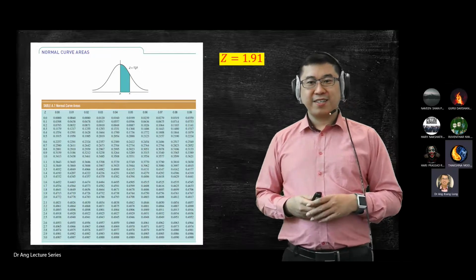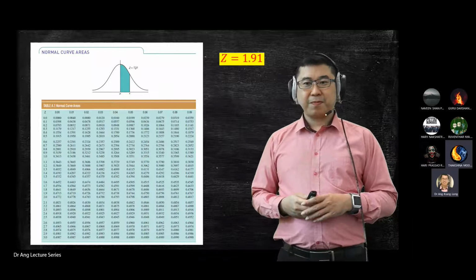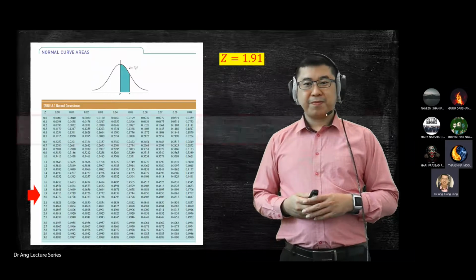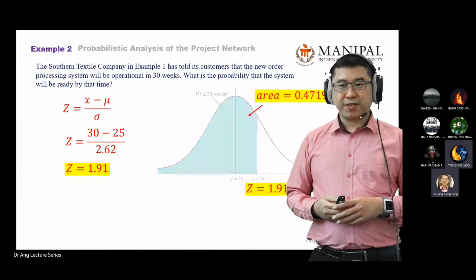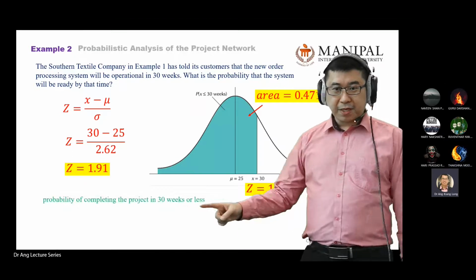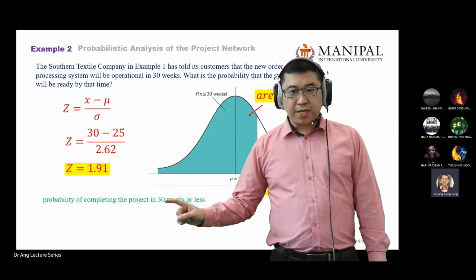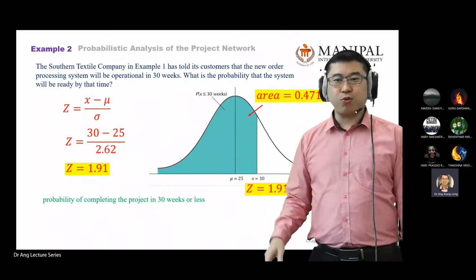Yes, doctor, if it's more, it's like the same graph, then we take the 0.5 again minus the 0.4719, right? Okay, let's say it's more. So this one is the project in 30 weeks or less, meaning you know that it can confirm be done.